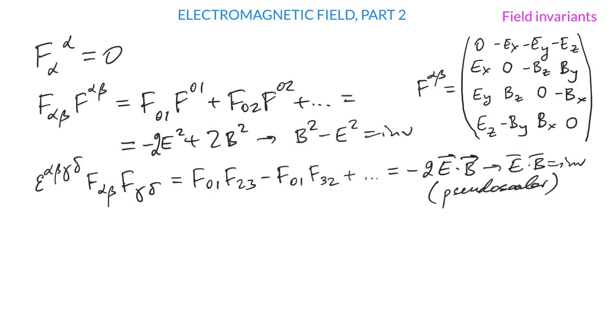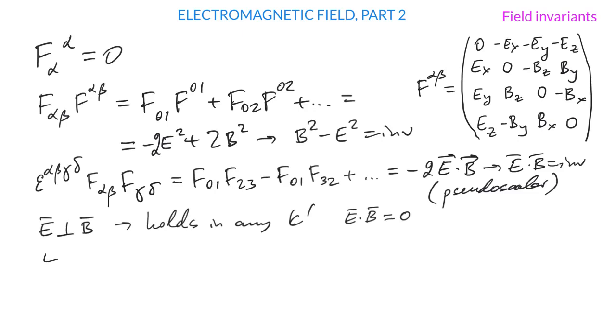Field invariants allow us to make conclusions about the features of the electromagnetic field that are frame independent. For example, if the electric and magnetic fields are orthogonal, if E is perpendicular to B in some reference frame, then this holds in any reference frame. Why is that? Well, because E dot B is a field invariant. So if it's zero in one reference frame, it's zero in any reference frame.